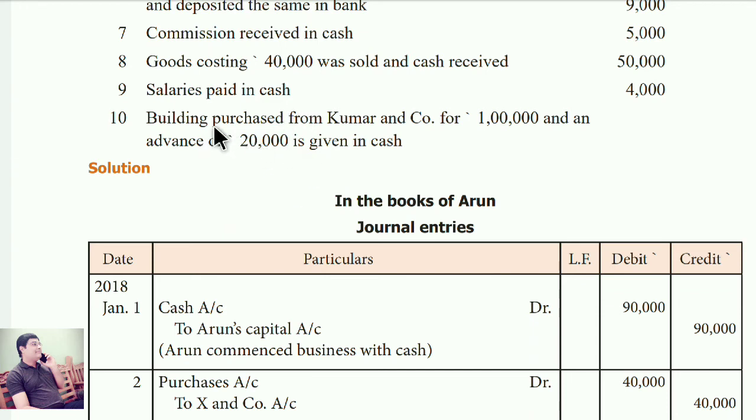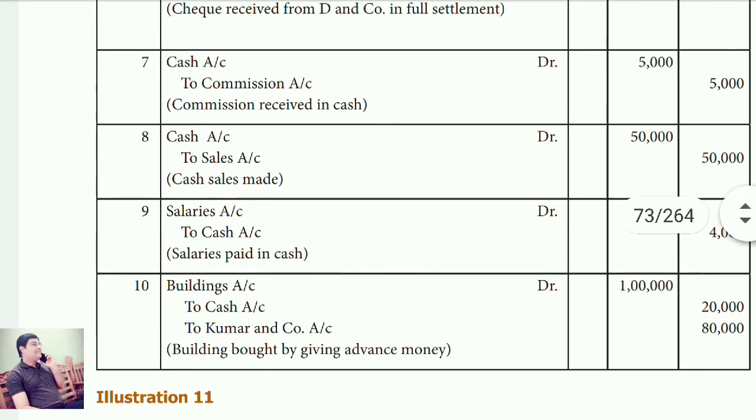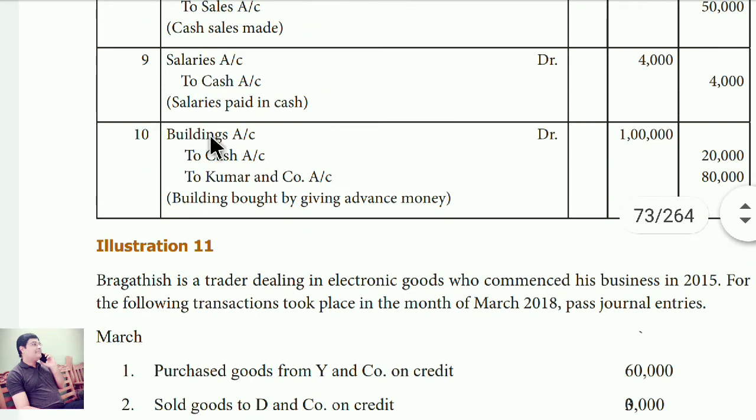This entry is very important. Listen to it very carefully. Building purchased from Kumar and company for rupees 1 lakh and advance rupees 20,000 given in cash. So building purchased from Kumar for rupees 1 lakh. What is the value of the building? 1 lakh rupees. But how much did we pay in cash? 20,000. So see the answer. I'll explain it very easily. Now see this answer and understand it carefully.